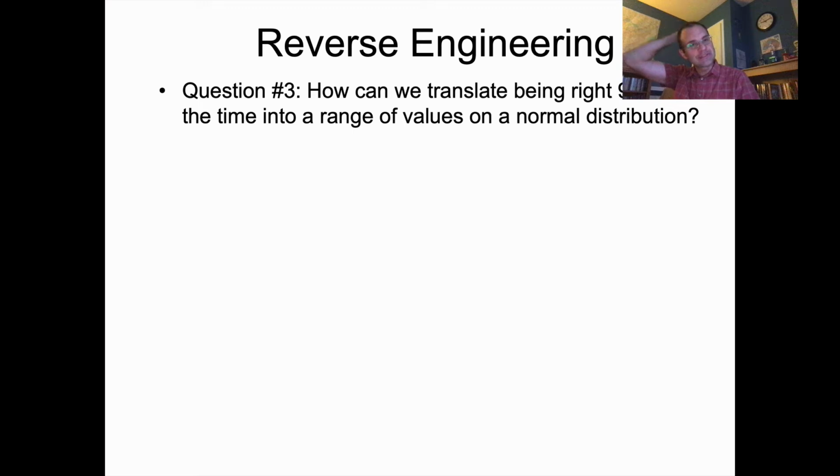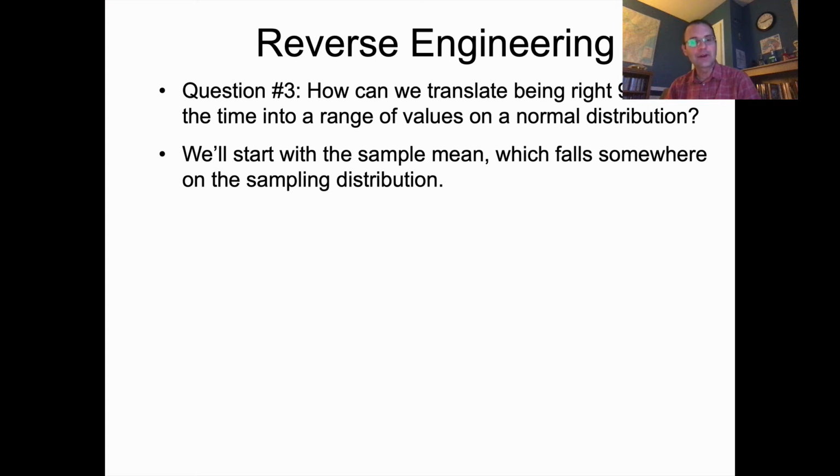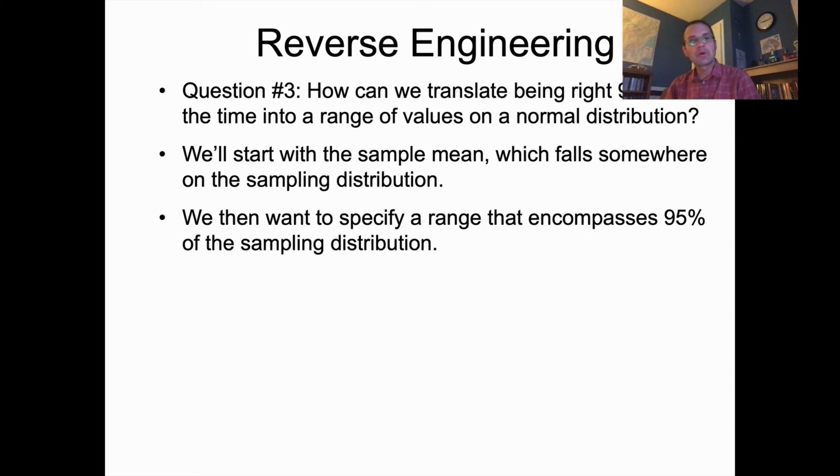And the way we do this is by thinking of our data in terms of how they fit on a normal distribution. So what we want to do is translate being right 95% of the time into a range of values on a normal distribution. We're going to start with the sample mean, which falls somewhere on a sampling distribution, and then we want to specify a range that encompasses 95% of that sampling distribution.